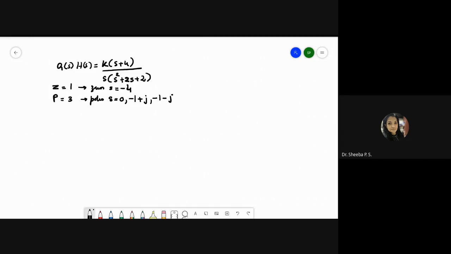Now what is the next step? The next step is to draw the real axis locus. This is a rough sketch, so I'm just marking 0 here, then -1 here, then -2, -3, and -4 here. Here I have j1 and here I have -j1. This is sigma and this is j omega.